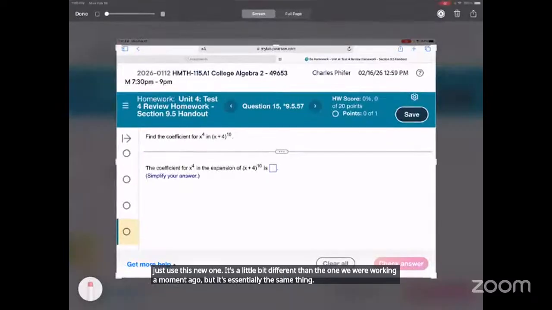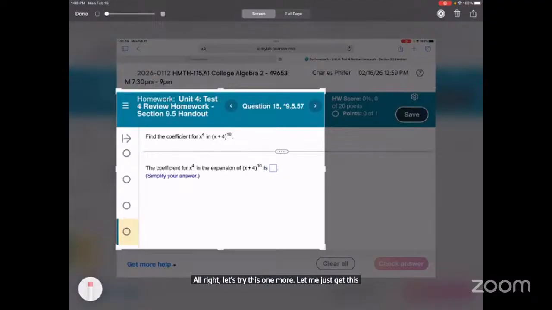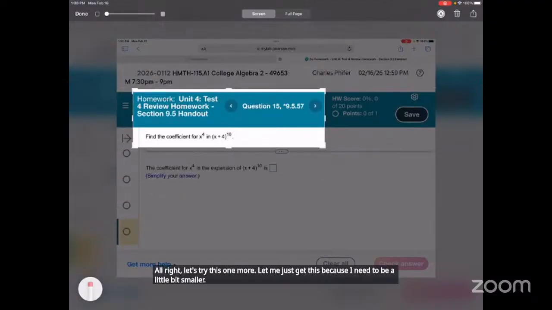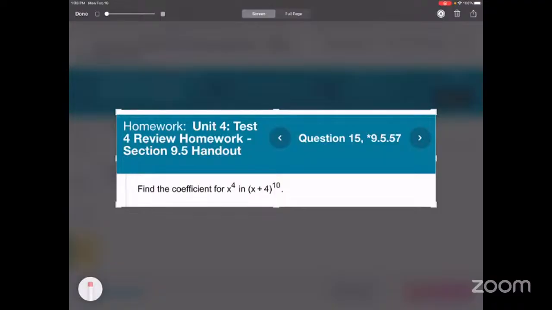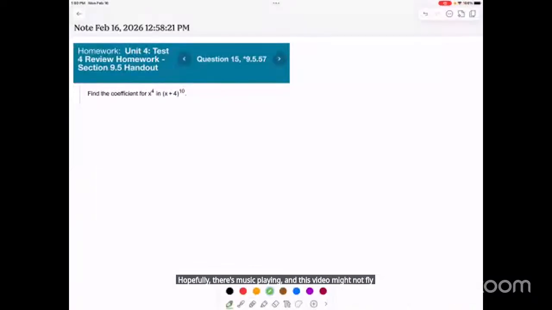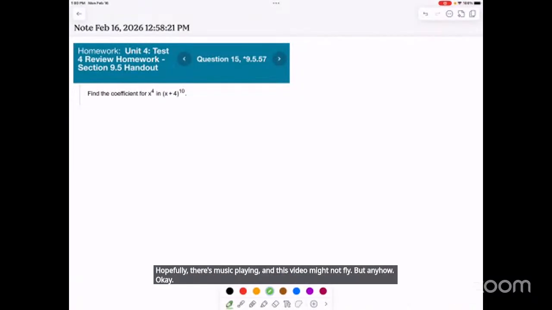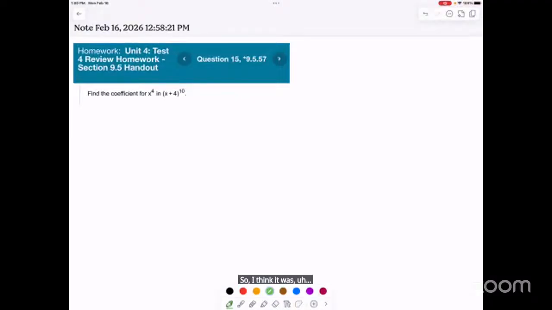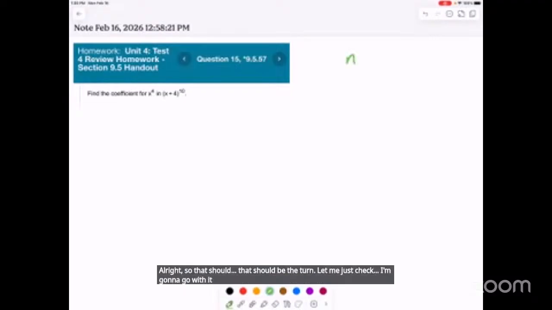All right, let's try this one more. I'm going to just get this because I need it to be a little bit smaller. Hopefully there's music playing and this video might not fly. But anywho, okay. So I think it was n choose n minus r, x to the r, y to the n minus r. All right, so that should be the term. Let me just check. I'm going to go with it.